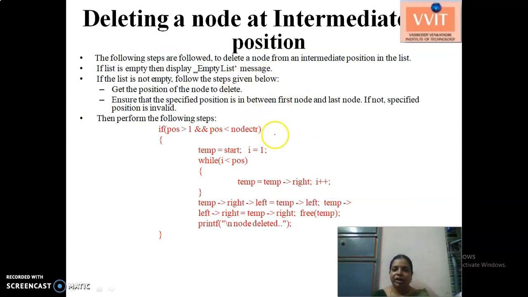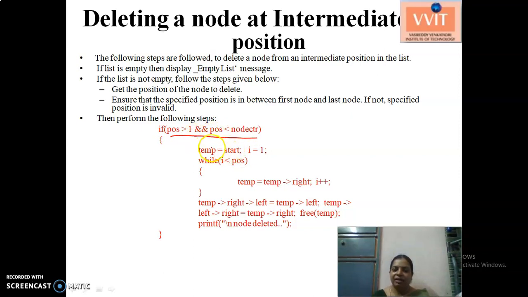Next, deleting a node at an intermediate position. Here we are taking the position of the node to be deleted. Either we can do it based on value or based on position; here we are doing it based on position. First we check the condition that the position is greater than 1, because the position must be in the range between 1 and the number of nodes in the linked list.